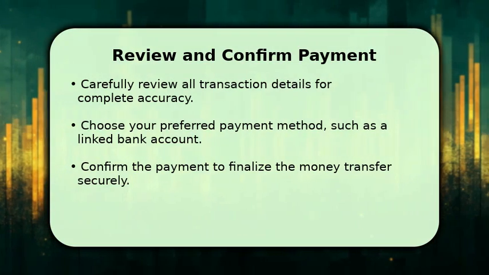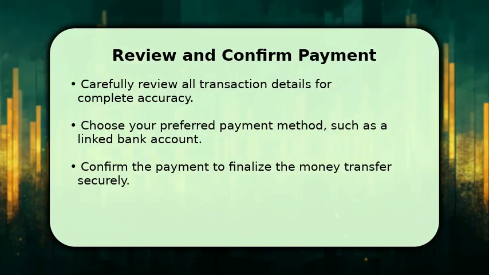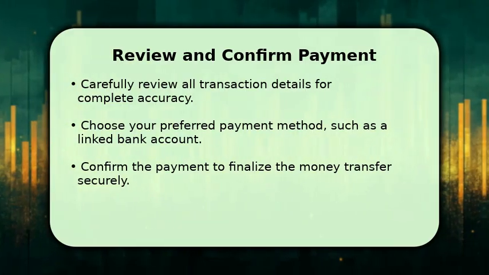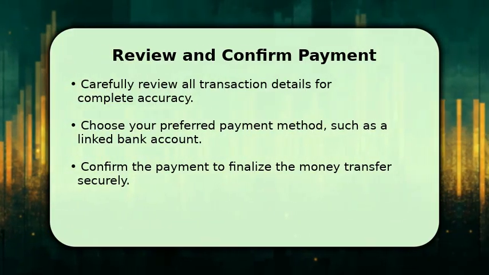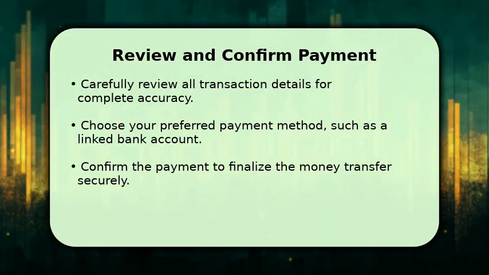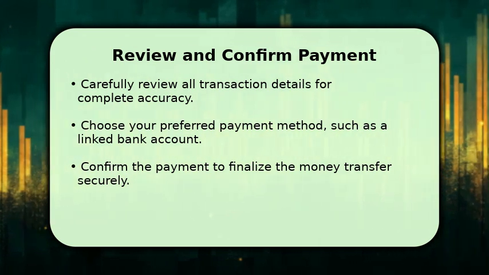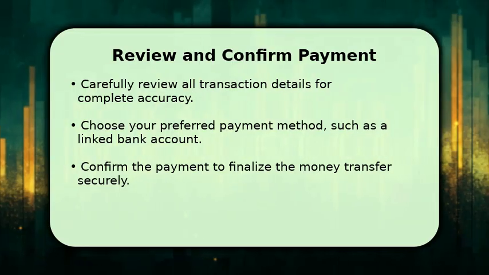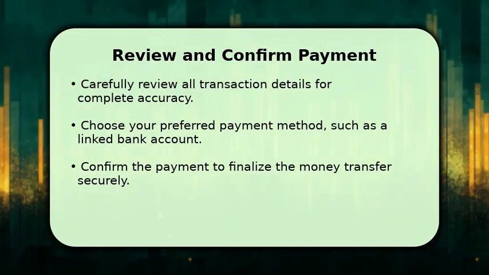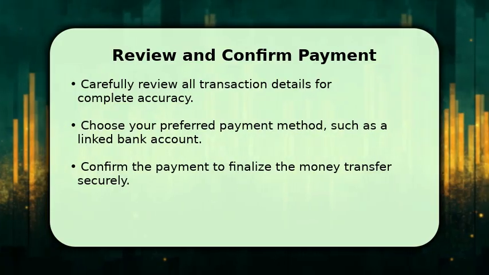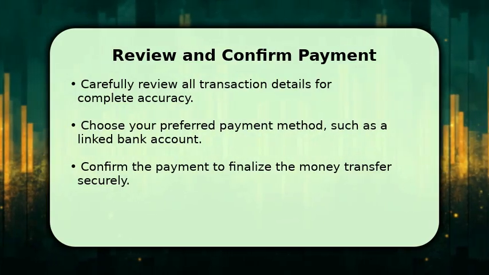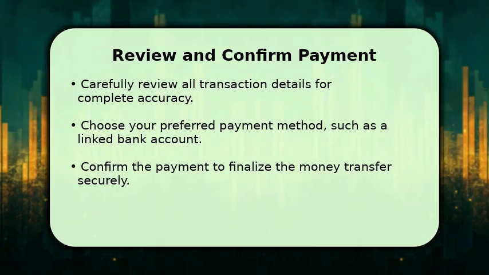Before finalizing, take a moment to review all the transaction details. Verify the recipient's information, the amount, and the currency. Then, select your preferred payment method. Typically, a linked bank account is a common choice. Once you are certain everything is correct, confirm the payment. This final step ensures your money is sent safely and accurately to the other PayPal account.